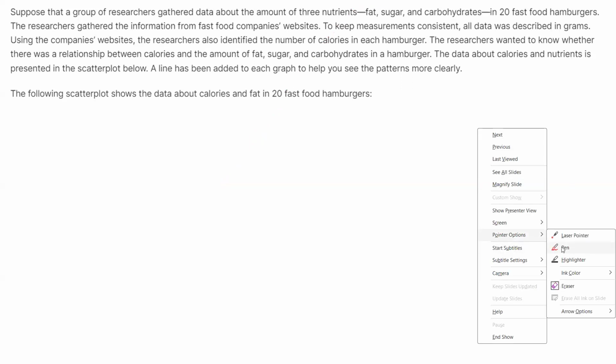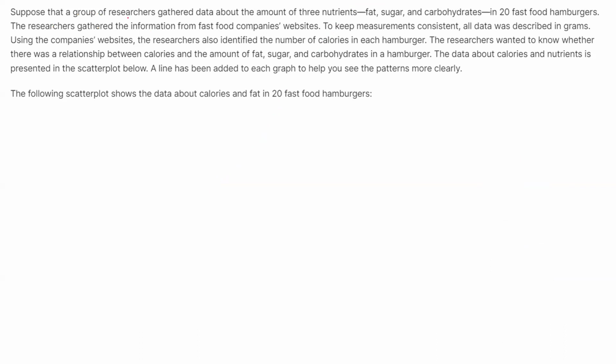In this question, what do we have? It says, suppose that a group of researchers gathered data about the amount of 3 nutrients, fat, sugar, and carbohydrates in 20 fast food hamburgers. The researchers gathered the information from fast food companies' websites. To keep measurements consistent, all data was described in grams. Using the companies' websites, the researchers also identified the number of calories in each hamburger.